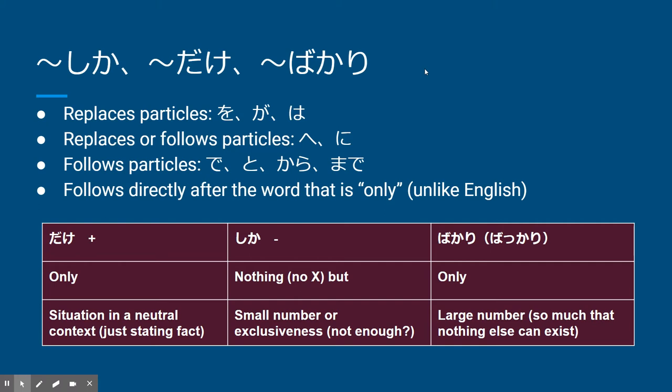ばかり always makes you think that there is a large number of it. So, 日本に行ったら、日本人ばかり見ました, meaning that all I saw were Japanese people, versus 日本人だけ見ました means I only saw Japanese people, which I guess, if you translate it that way, you could just think of it as "only" versus "all but". It becomes an idea of a large number of something so much that nothing else can exist. That's when you use ばかり.